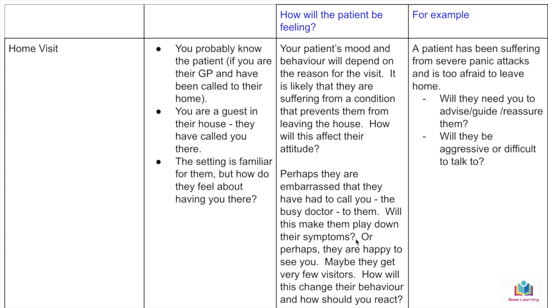An example of this could be a patient who has been suffering from severe panic attacks and is too afraid to leave home. So again, their condition means that they can't leave. How will they be feeling? Will they need you to advise them, to guide them, to reassure them? Perhaps they might be aggressive or difficult to talk to. These are all things you can prepare for once you know the setting.